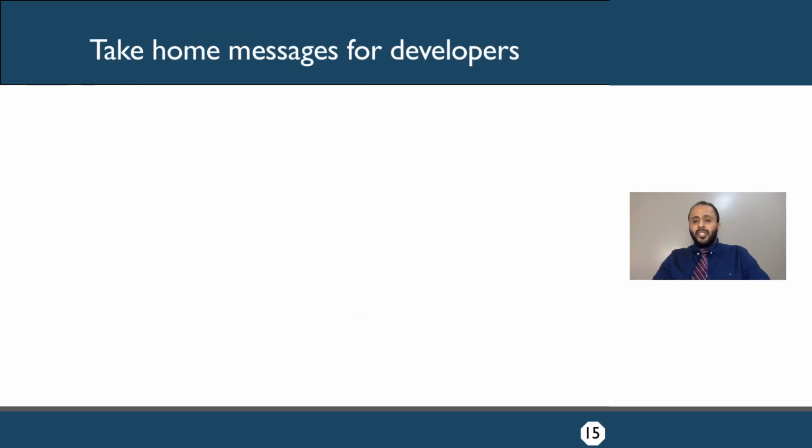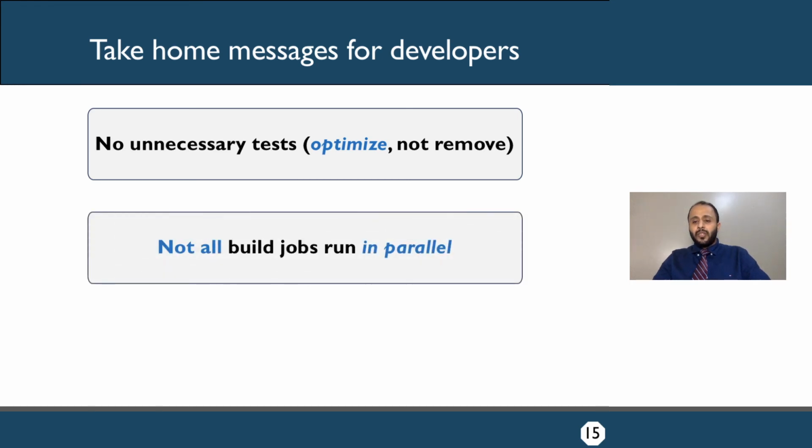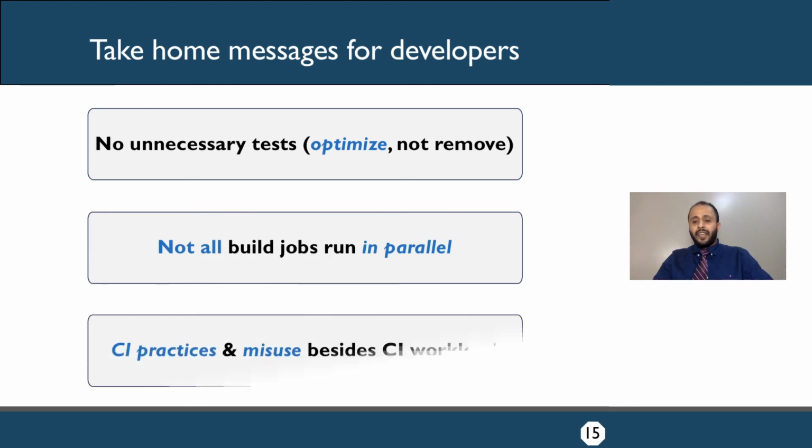Therefore, we suggest that developers should optimize their tests rather than removing them because there are no such unnecessary tests. And developers should also realize that not all build jobs run in parallel because jobs can run in serial stages. And finally, developers should take into consideration that besides CI workload, CI practices and misuses can also delay the building process.